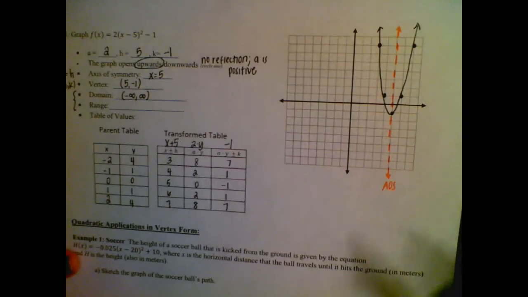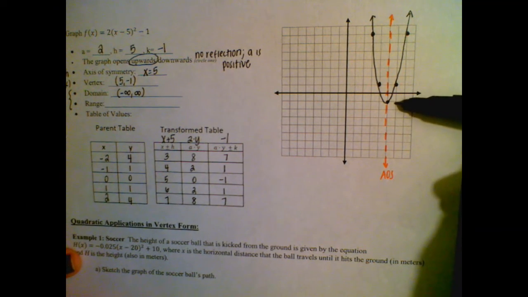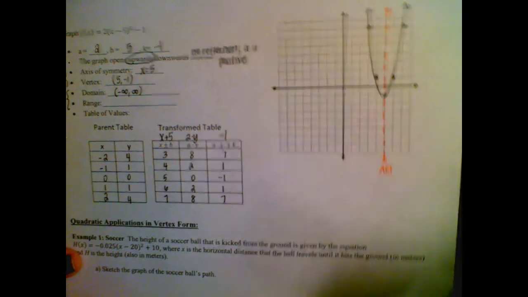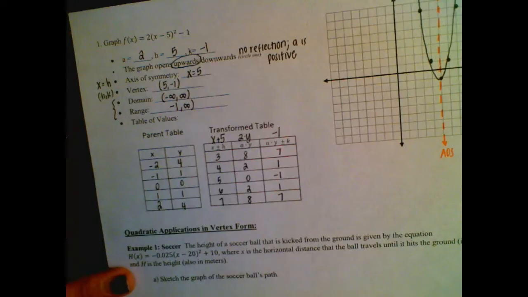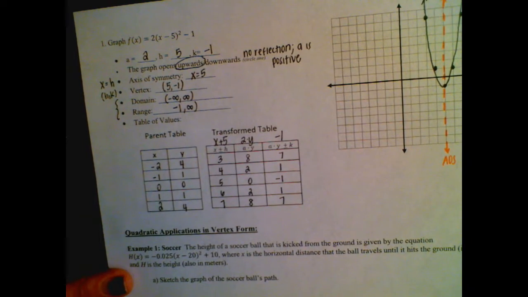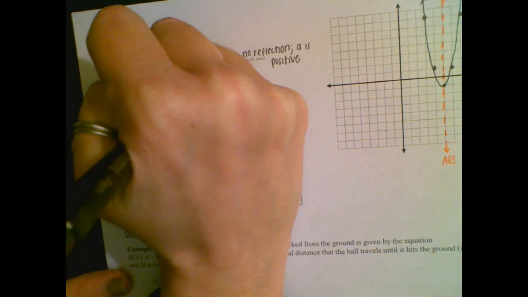And then remember that the range is read from the bottom of the graph to the top. So the bottom y value here is -1. We're extending up to positive infinity. So the range is going to be from -1 to infinity. Infinity is going to get the parenthesis. Since this dot is closed, the -1 is going to get the bracket.